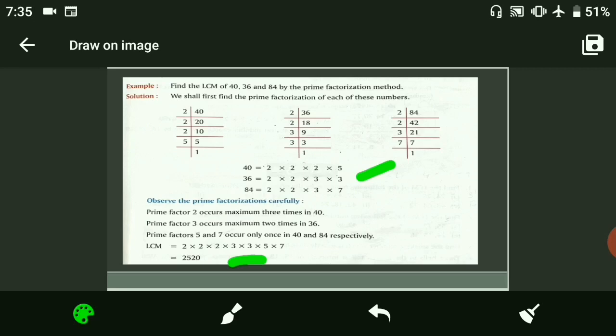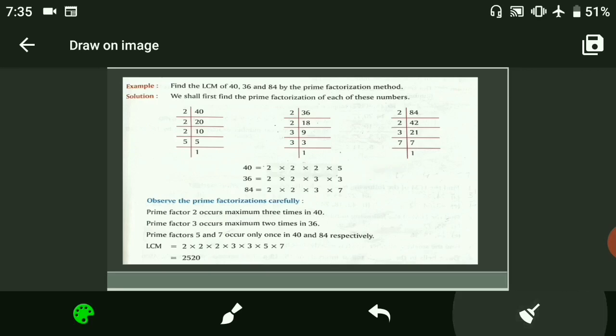The next number is 5. Now you see 5 maximum in which number? In 40. How many times? 1 time. So you copy that 5 here. Then 7 also, copy that. Then you multiply all these numbers. You will get 2520. Clear?